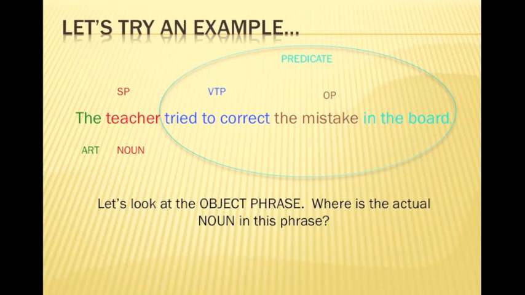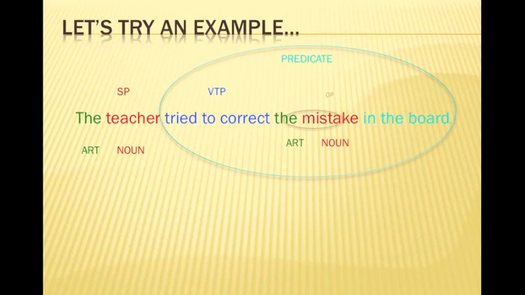Now let's look at the object phrase. Where exactly is the noun in this phrase? Well, again, as we break it down, we notice the object phrase, and this time we'll keep a circle around it to keep it clear to us. The object phrase itself is a combination of the article and a noun.